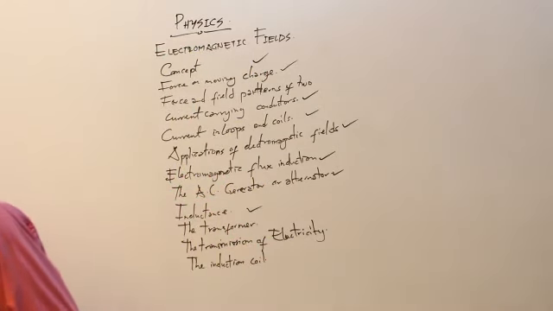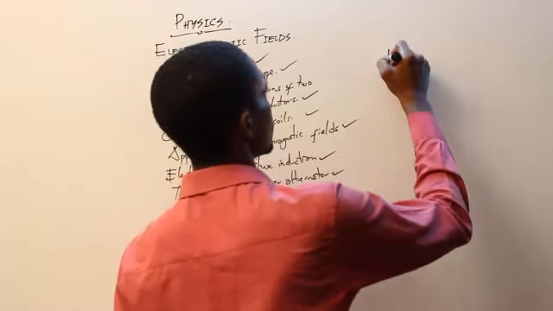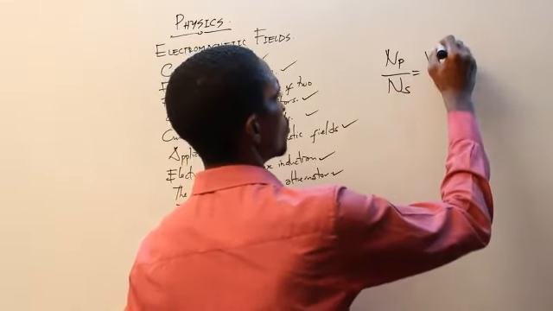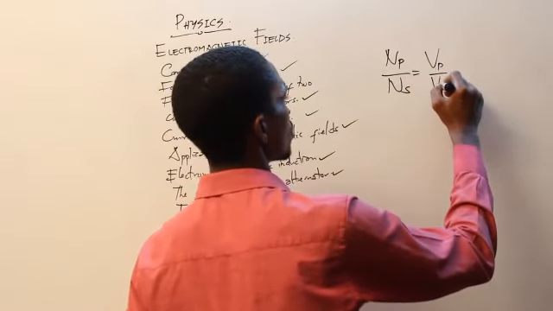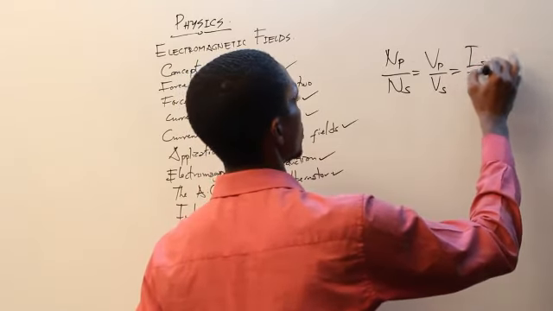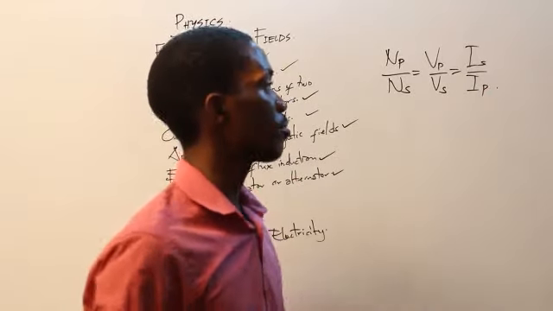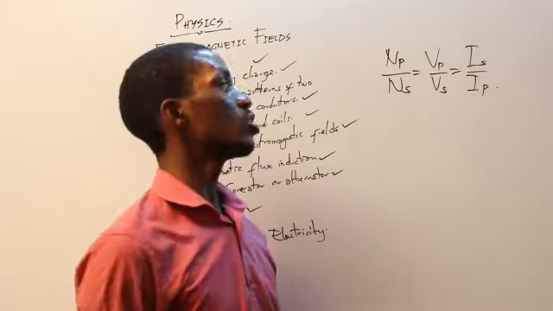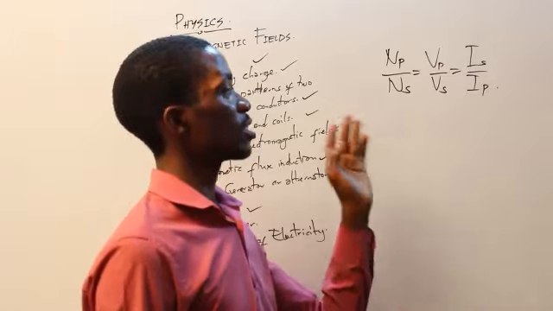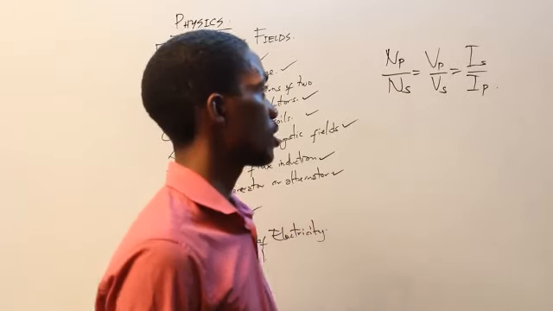For calculations involving a transformer, we just need to bear in mind that the number of turns of the primary coil divided by the number of turns of the secondary coil equals the voltage across the primary coil divided by the voltage across the secondary coil, which equals the current flowing in the secondary coil divided by the current flowing in the primary coil. All the others follow primary, secondary, but current alternates. Current begs to differ. In other words, when current is high, voltage is low. When voltage is high, current is low.